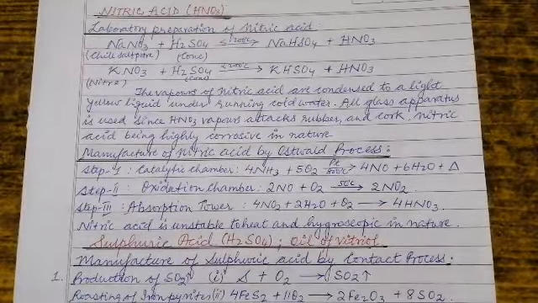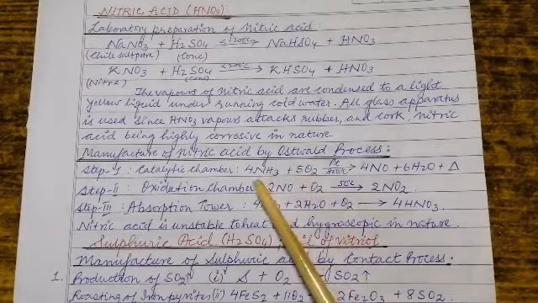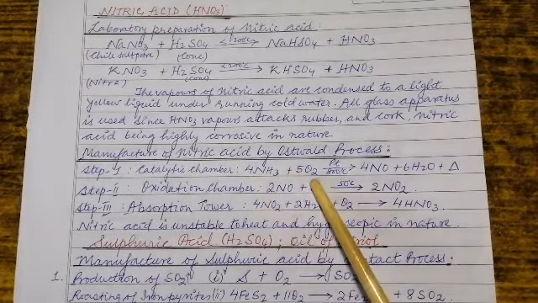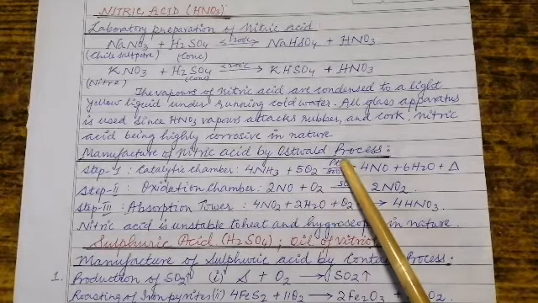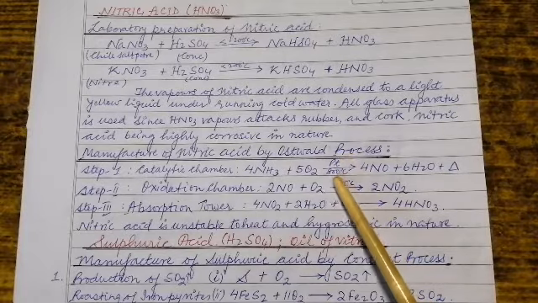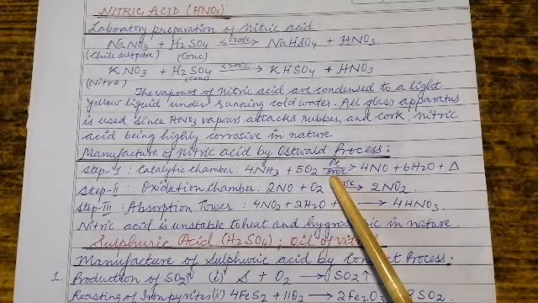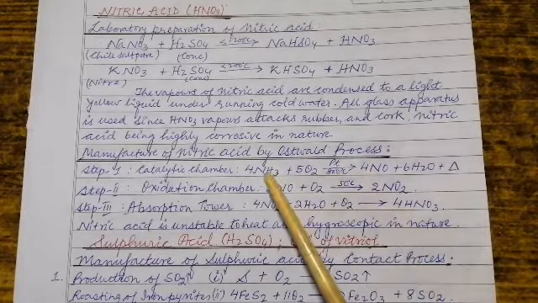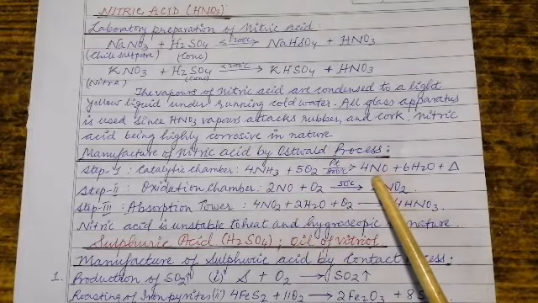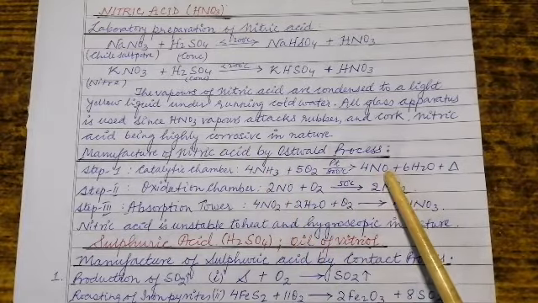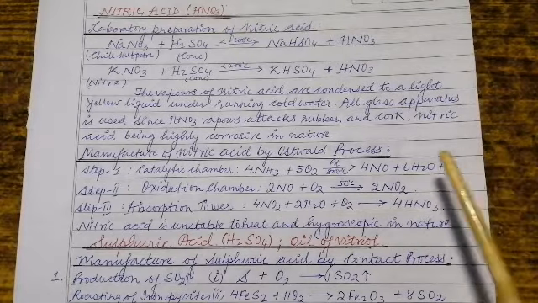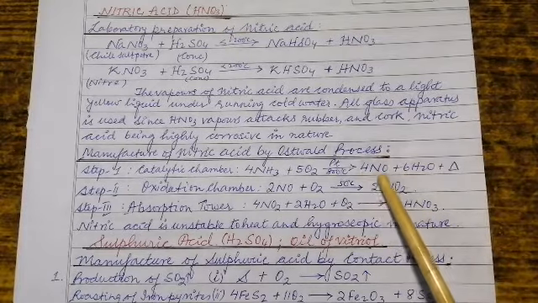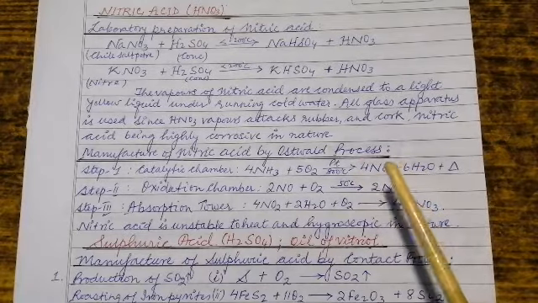Catalytic oxidation of ammonia. So ammonia gas is reacted with plenty of air or oxygen in presence of a catalyst platinum at a temperature of around 800 degrees Celsius. Ammonia gets oxidized to nitric oxide, plus water vapor is given off. So you have obtained nitric oxide.